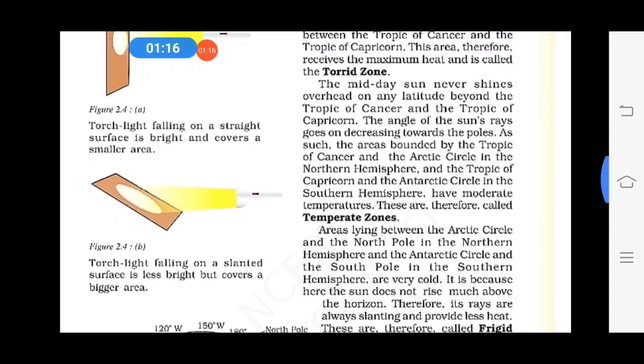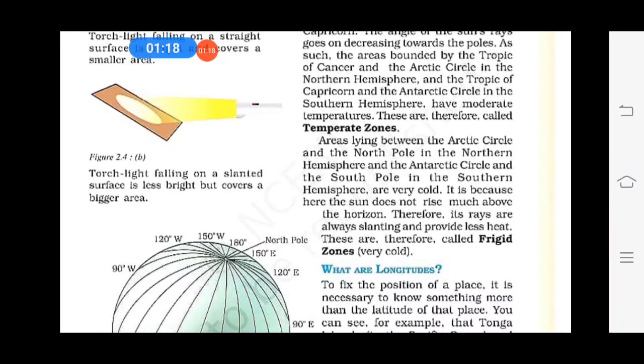Now, frigid zone. Frigid means very cold. Areas lying between the Arctic Circle and the North Pole in northern hemisphere and Antarctic Circle and South Pole in the southern hemisphere are very cold. Here, sun's rays are always slanting and provide very less heat. So, these zones are called frigid zone.